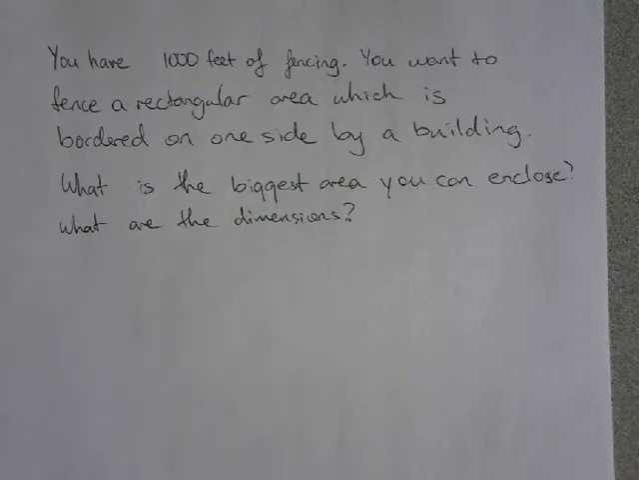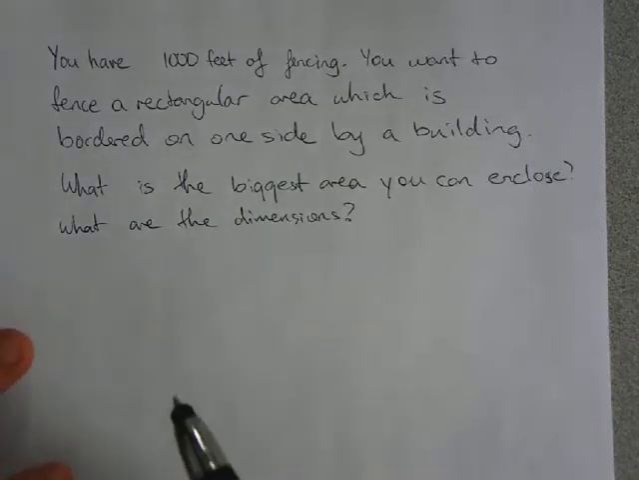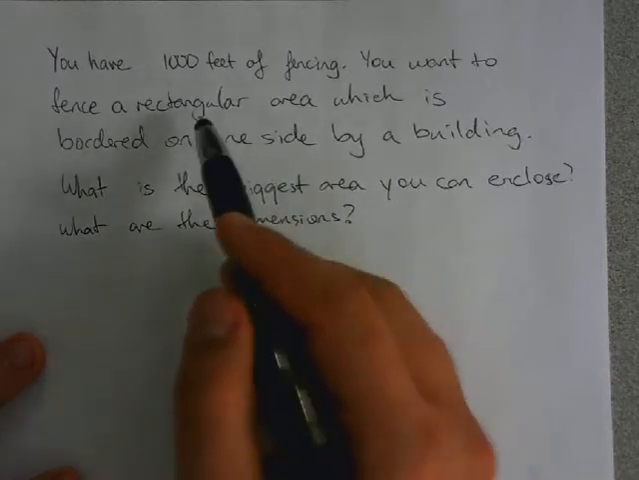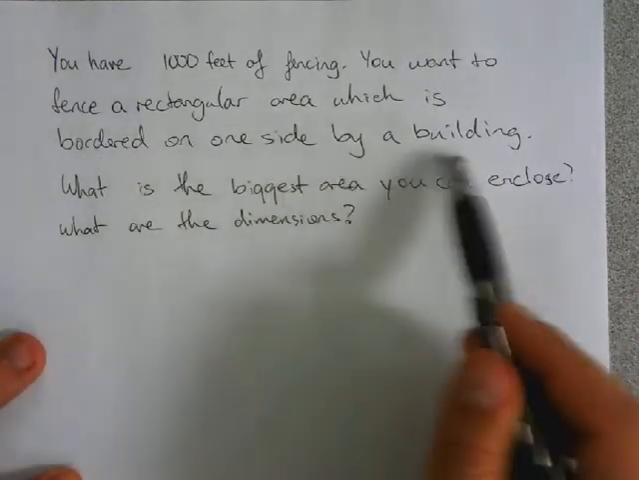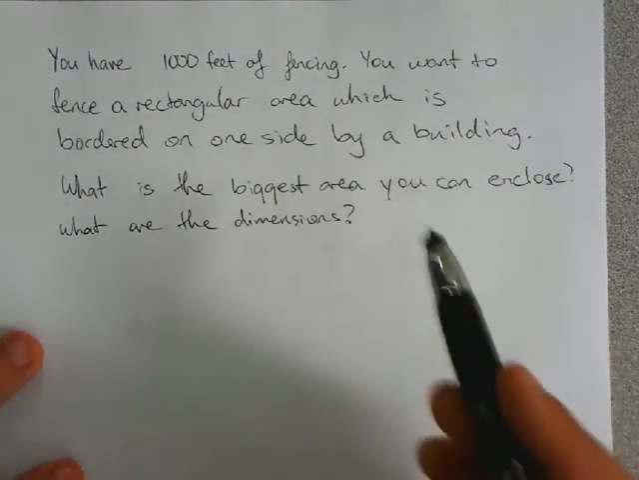Okay, so we're going to look at one more type of optimization question, and it has to do with geometry. So we already dealt with economics, so now we're going to go back to geometry and see if we can do this. In this question, you have 1,000 feet of fencing, and you want to fence a rectangular area which is bordered on one side by a building.